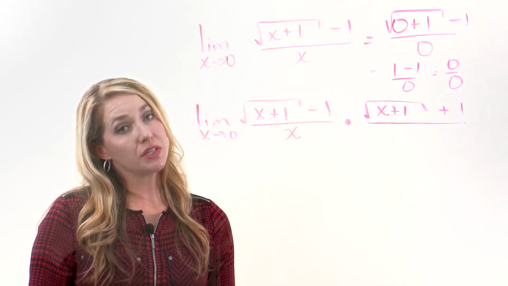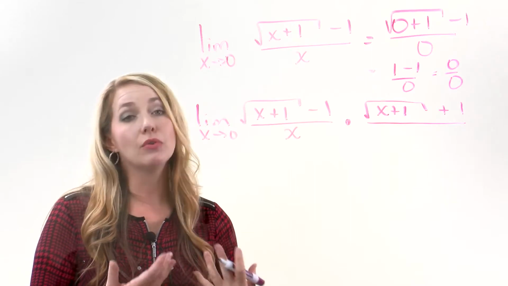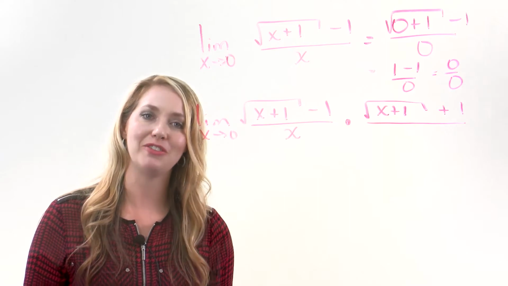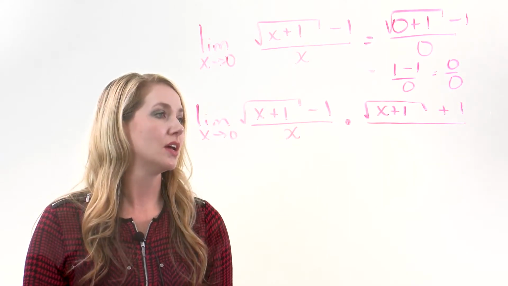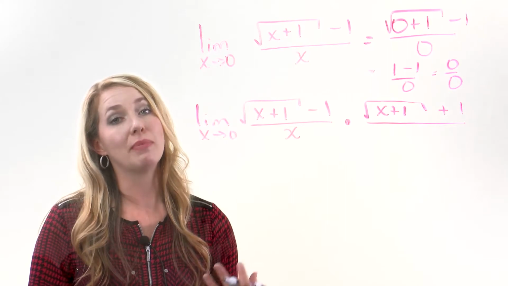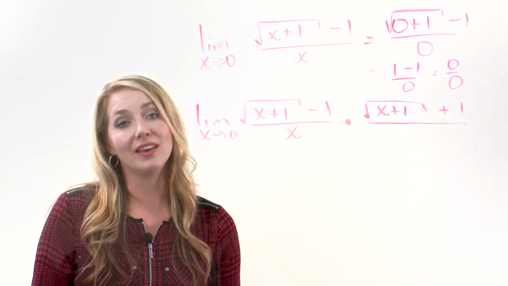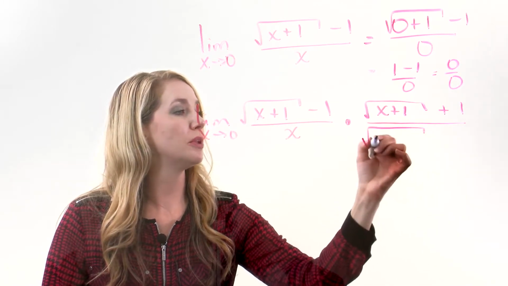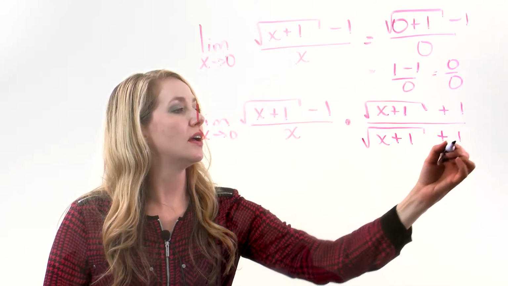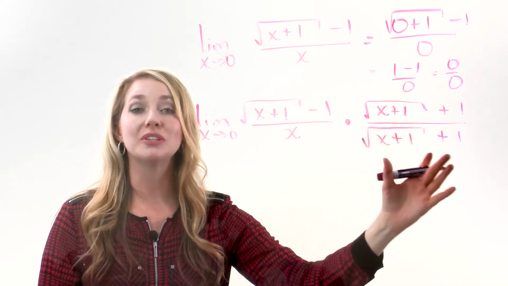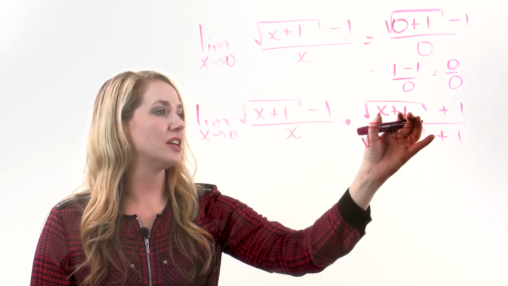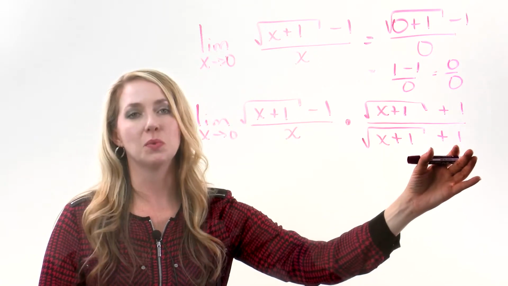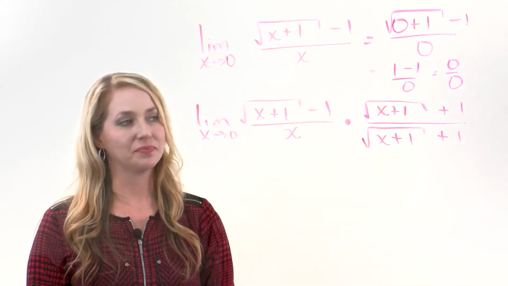But I don't just want to multiply by that, because then that will change the value of my function, and now I'm analyzing a completely different, unrelated function than the one I began with. So what I really want to do is multiply by 1, because anything times 1 is itself, and I haven't changed the value of the function. So in order to multiply by 1, I am going to multiply by a representative of 1. The fraction square root of x plus 1 plus 1 divided by the square root of x plus 1 plus 1 is equivalent to 1.